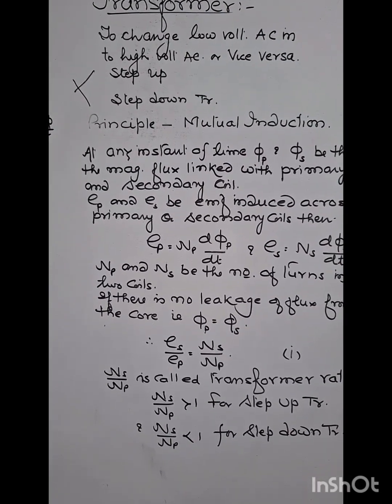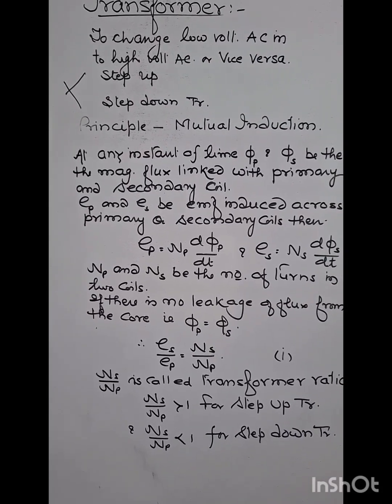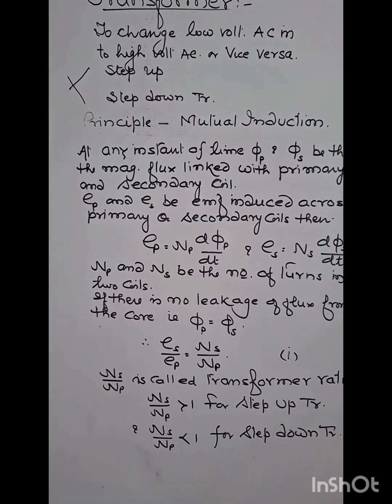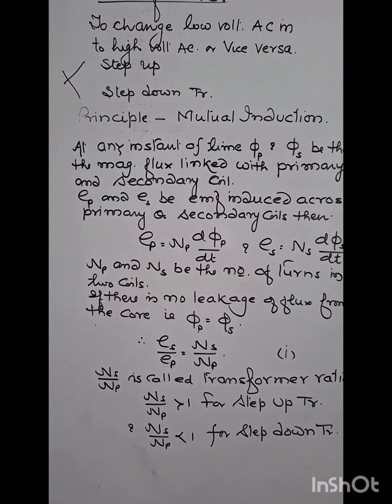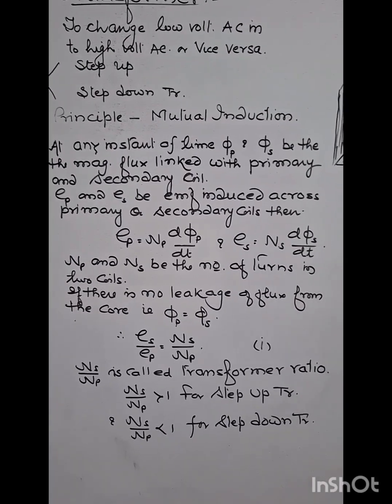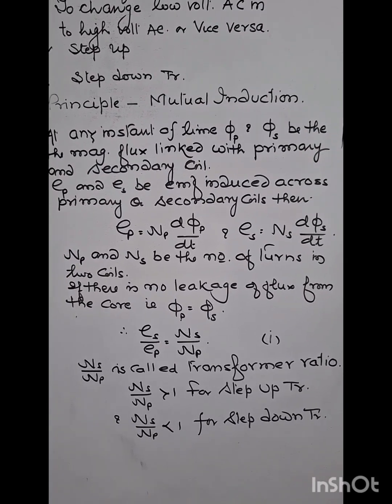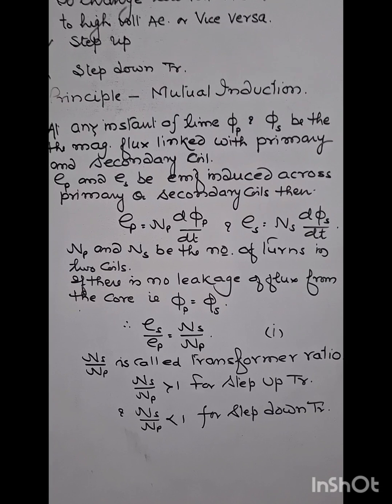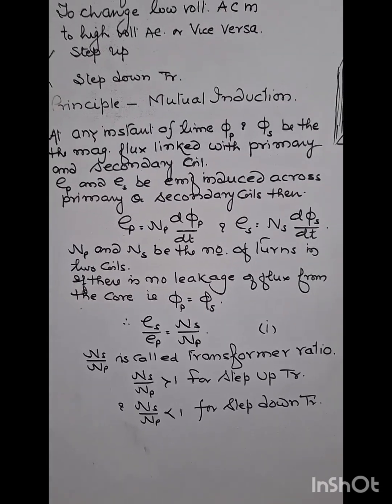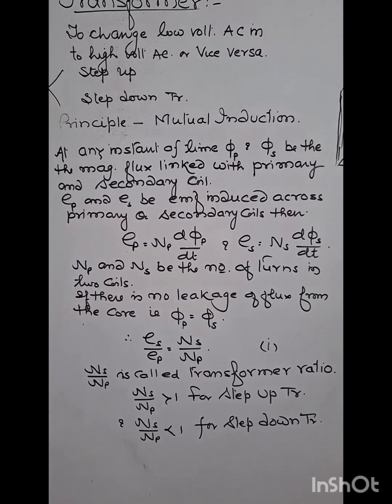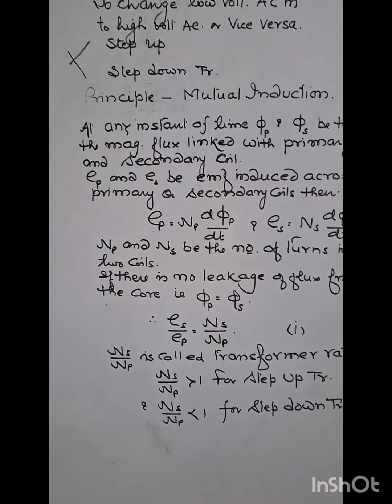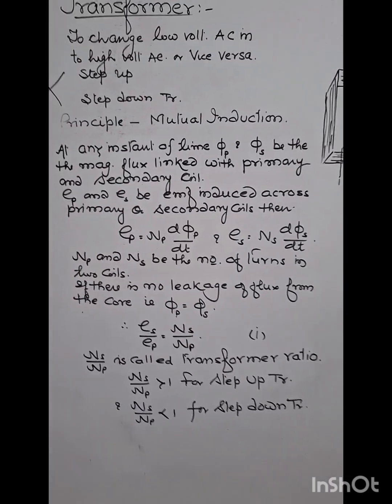Accordingly, transformers are of two types: step-up transformer, which converts low voltage AC into high voltage AC, and step-down transformer, which converts high voltage AC into low voltage AC. Now, what is the principle of a transformer?